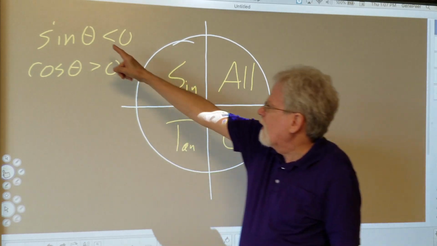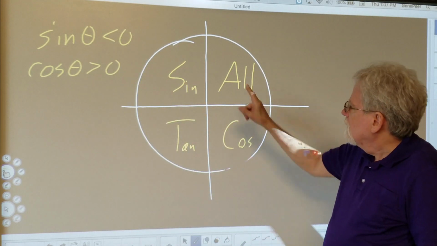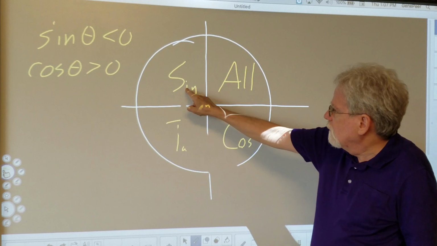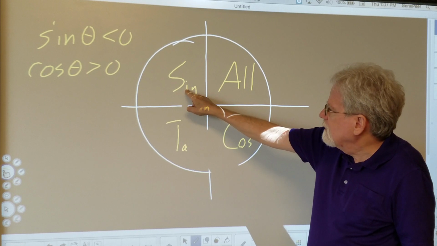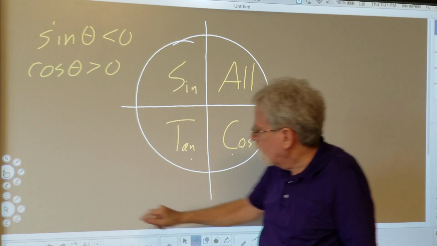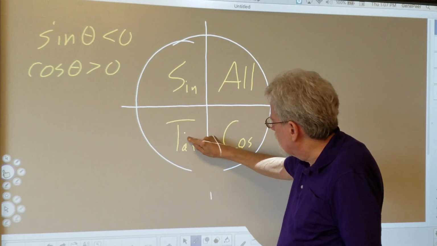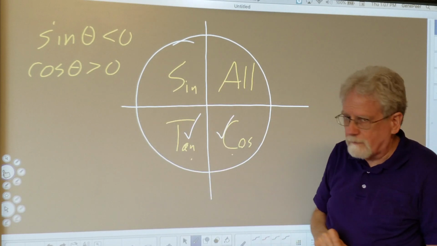Well, where is sine negative? Here, they're all positive. Here, sine is positive. Sine will be negative here and here. So our result could be in quadrant 3 or quadrant 4.